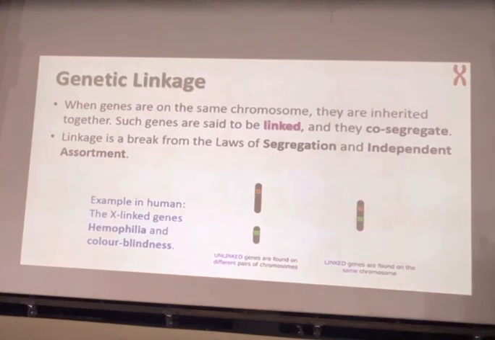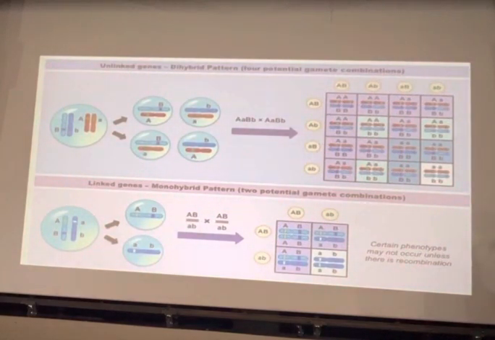But because the genes responsible for those two traits are on the X chromosome, they are on the same chromosome. That's what's important. Because they are on the same chromosome, those two genes are linked. And this is how we see the pattern. Usually people who have hemophilia have color blindness as well, and so on. On the upper part of the diagram, it shows unlinked genes.